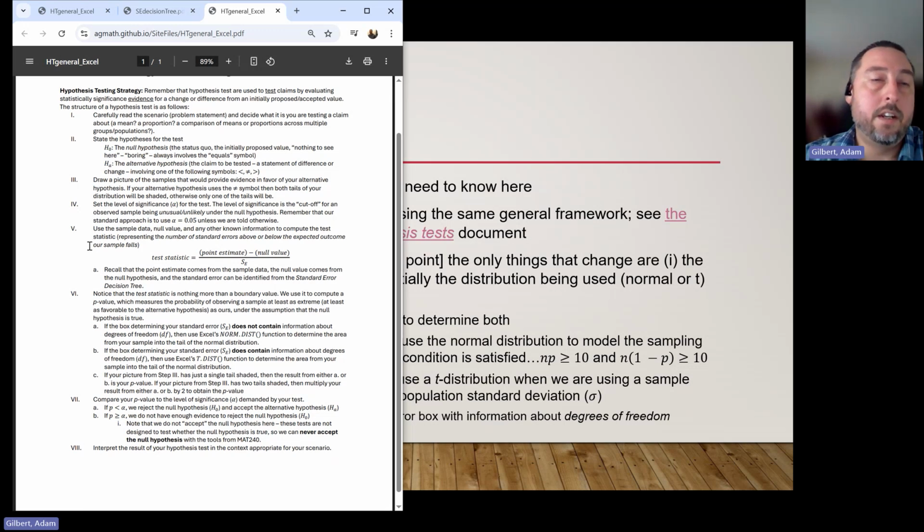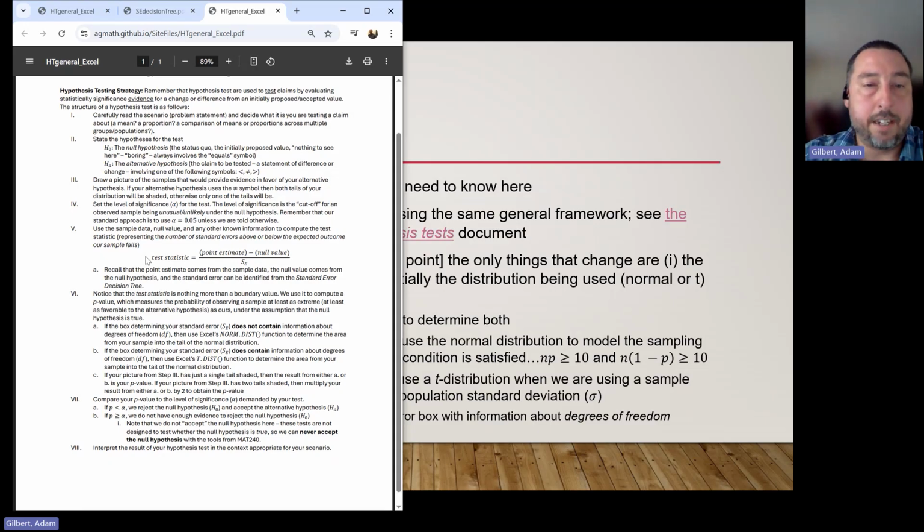In order to get to the point where we can assess whether our sample data is unlikely or likely, we need to obtain a probability associated with observing our sample data. It's a two-step process to get to that probability. First, we need to take our sample data and convert it into a test statistic. That test statistic is a boundary value on the distribution that we're using to model the sampling distribution. Remember, this is the distribution of sample statistics, whether that's sample means or sample proportions. So today we'll be focusing on sample proportions.